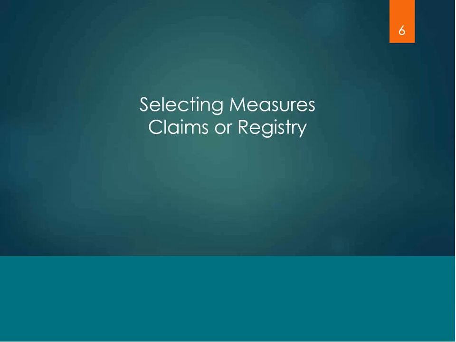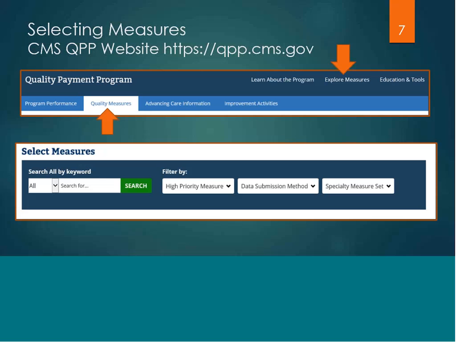Next, we'll be looking at selecting the measures that can be submitted through claims or registry. You're going to want to go to the CMS Quality Payment Program website at qpp.cms.gov. Click on Explore Measures and then click on the Quality Measure tab. You'll note that you can do keyword searches or you can filter by the measure's priority level, data submission method, and review the specialty measure sets that are available.